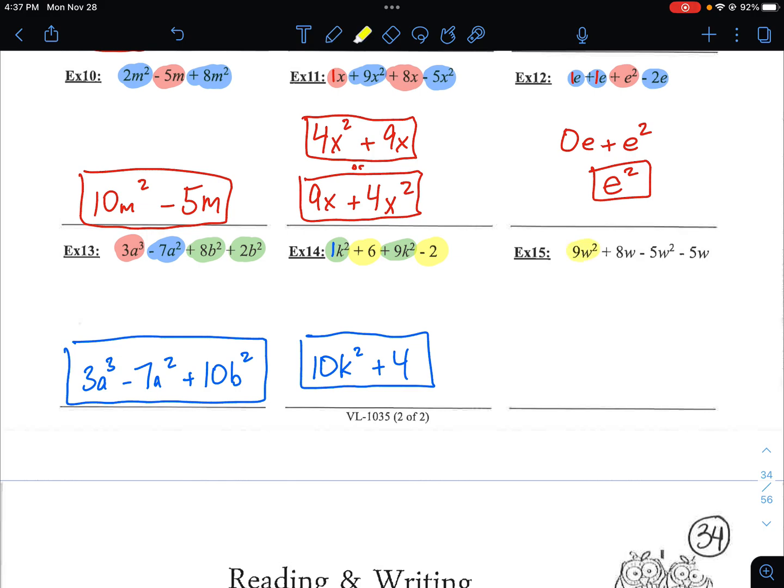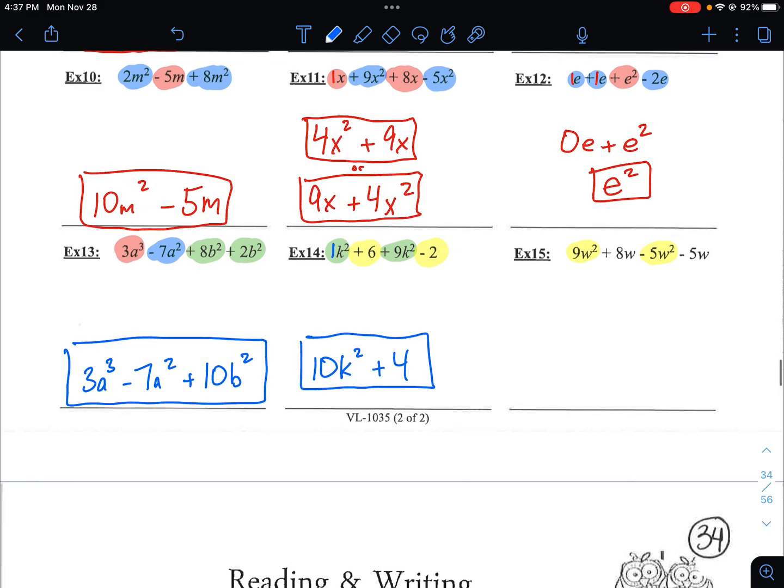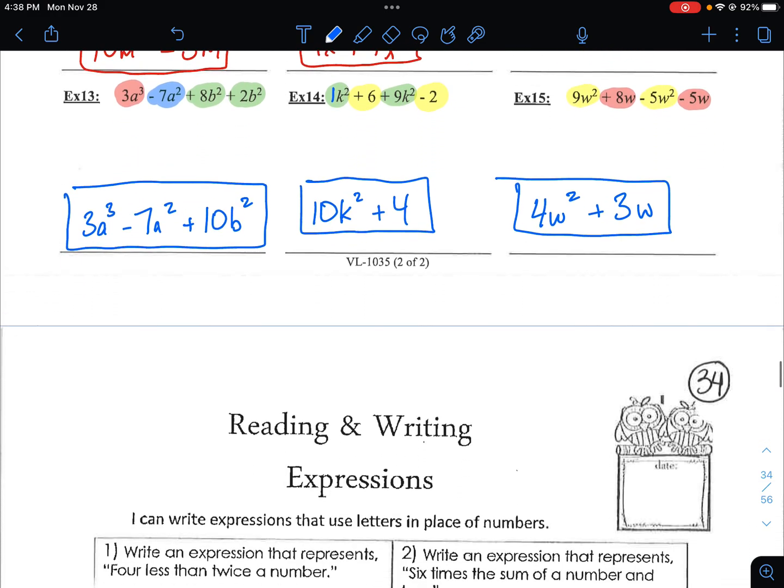Last one. 9w squared. Any other w squared terms? Here it is. Minus 5w squared. 8w and 5w do not count because they're not squared. So what's 9w squared minus 5w squared? That is 4w squared. Any other terms left over? Yes, there is 8w. And any other w's? Yes, 8w and minus 5w. That is a total of 3w. So 8 minus 5 is 3. And we cannot simplify further, so 4w squared plus 3w. And that's our answer.